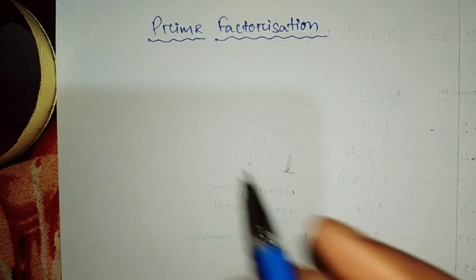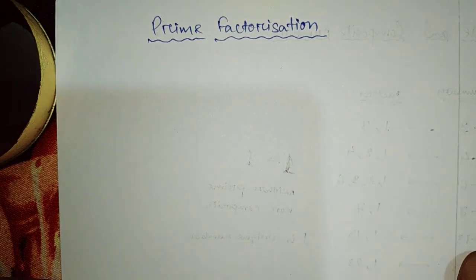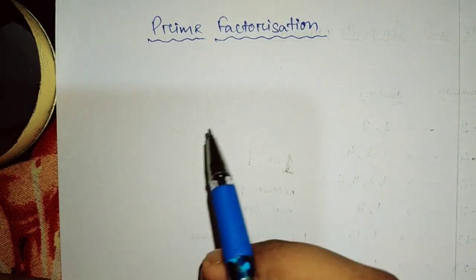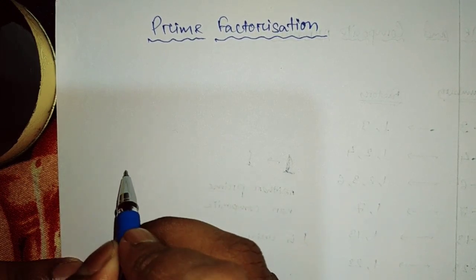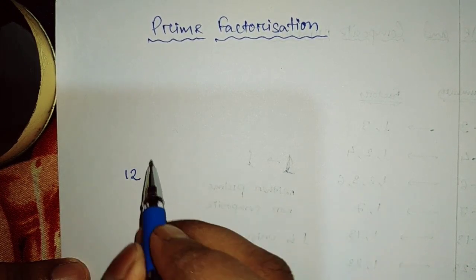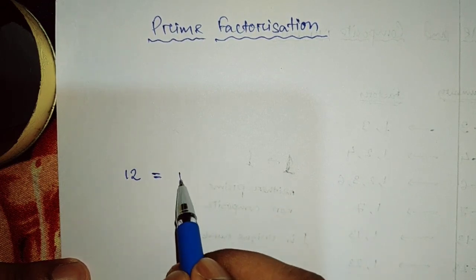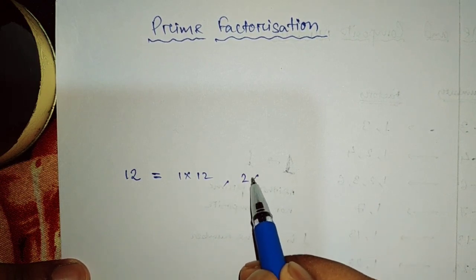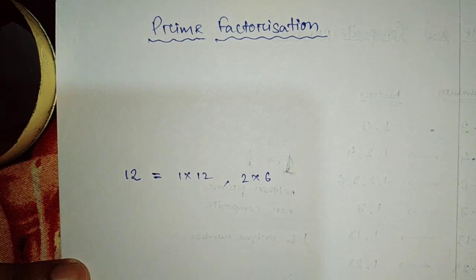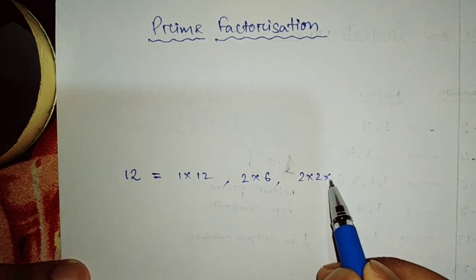Hello everyone. In this video we will discuss prime factorization. So what is prime factorization? Let us first discuss the meaning. Suppose we have a number, say 12. So 12 can be written as 1 into 12. It can be written as 2 into 6. Or it can be written as 2 into 2 into 3.